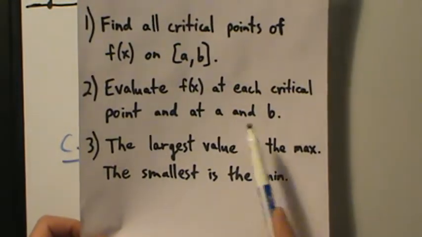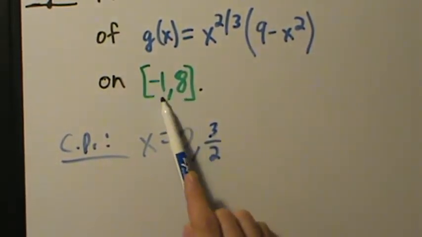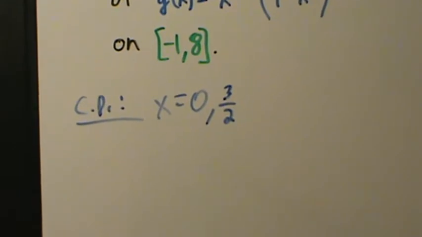8. So step 2, evaluate the function at each critical point and at each endpoint, a and b. a and b, negative 1 and 8. So we have 4 different values of x to plug into the function here. So we're going to go ahead and do that. Step 2 is most of the time going to be easier than step 1, but it might be kind of tedious depending on how many numbers you have to plug in. But let's go ahead and see.